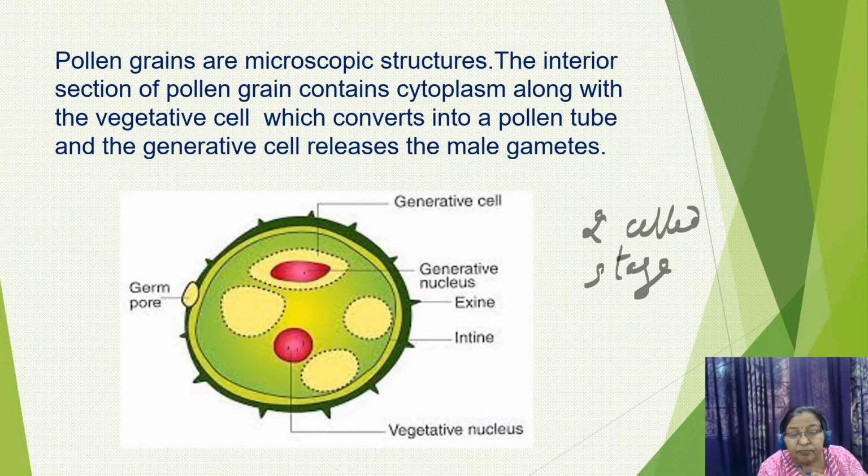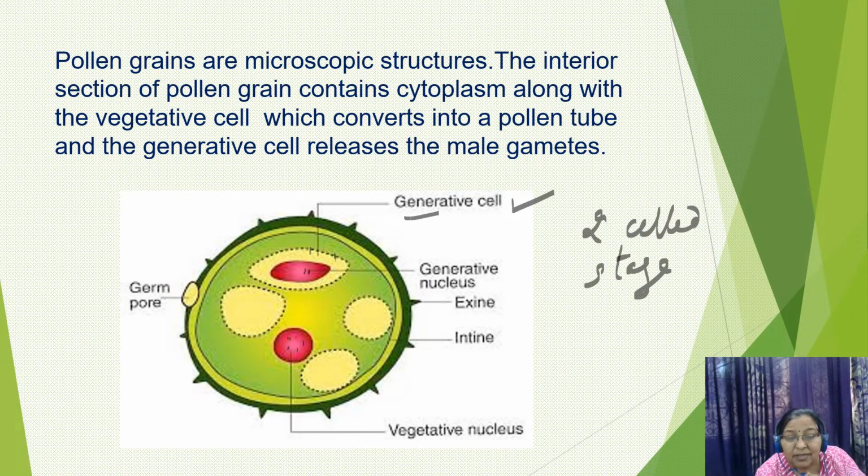The two nuclei are produced. There is a cytoplasm around this nucleus, and this nucleus also has a cytoplasm. First it is attached, but later on it is detached and suspended inside this cytoplasm. So this nucleus is surrounded by a little cytoplasm, and this cell is called the generative cell. This generative cell is going to produce male gametes. In angiosperms, two male gametes will be produced. We'll study later during fertilization what happens to those two male gametes.